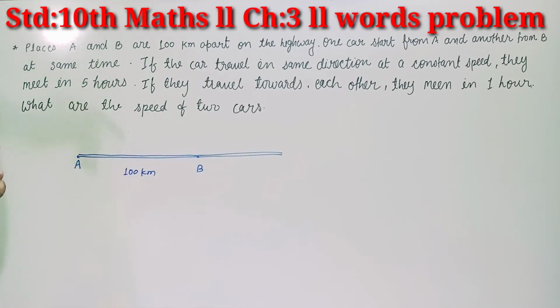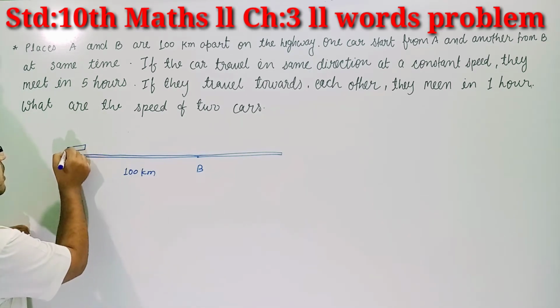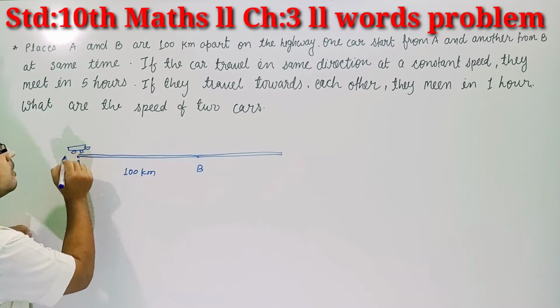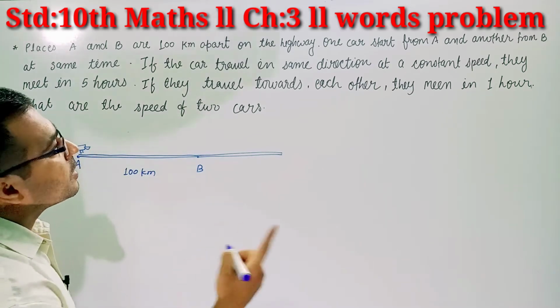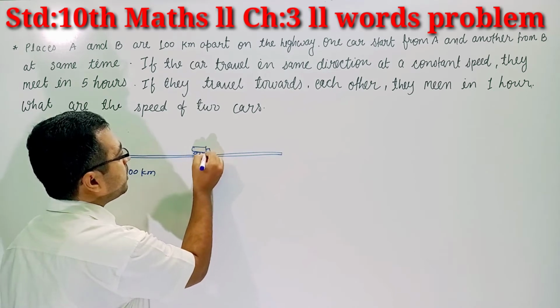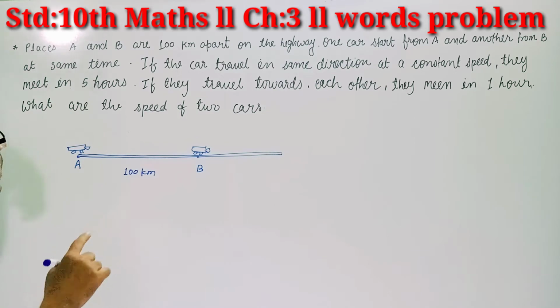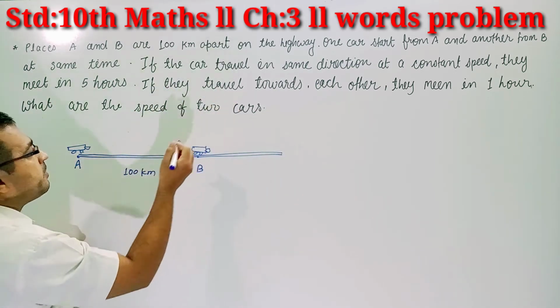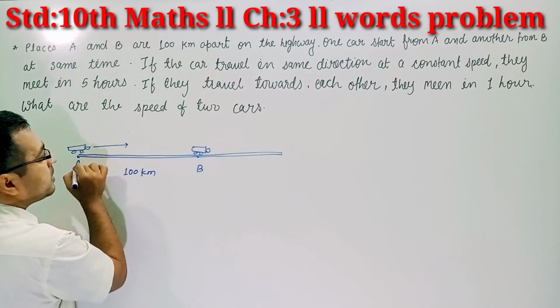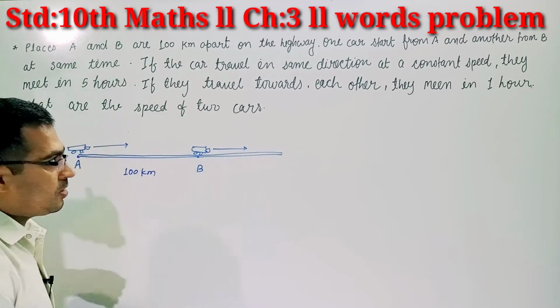One car starts from A, and another car starts from B, at the same time. If the cars travel in the same direction, this car is traveling in this direction and this car is also traveling in this direction.